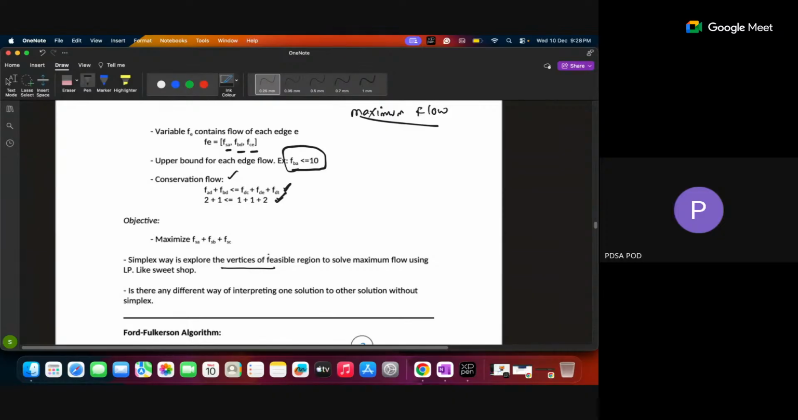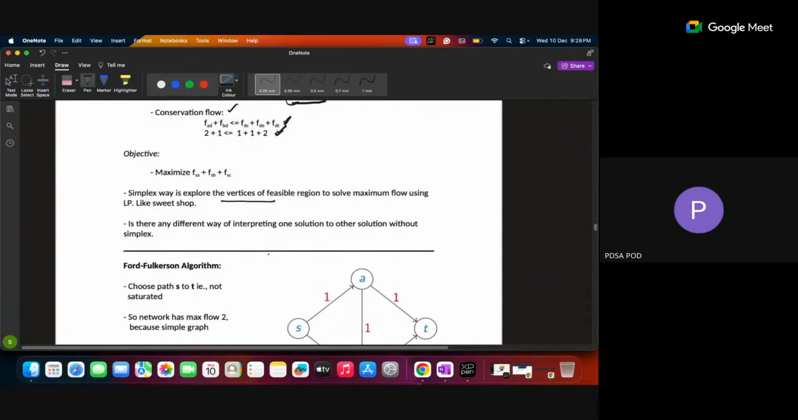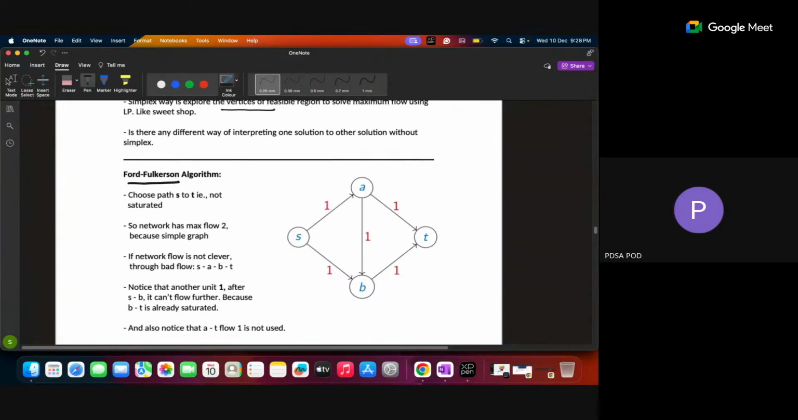But is there any other different way to get the solution? Yes. That is called the Ford-Fulkerson algorithm. The mathematician Ford-Fulkerson said that the linear programming approach is okay, but there is another way of doing it also. What is the other way? That is called residual edges we are drawing, reverse edges. Why do you use reverse edges or residual? You can call it residual edges or residual graph.